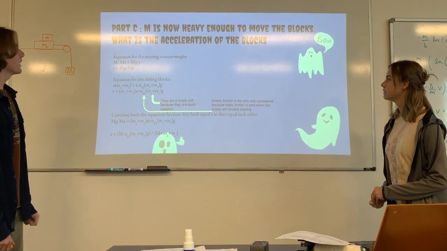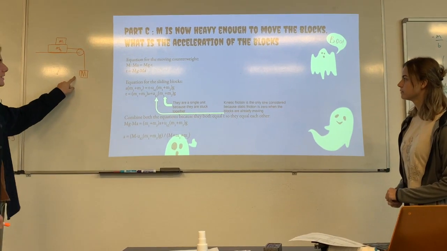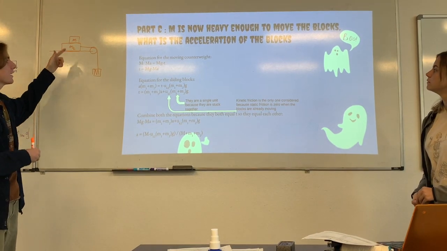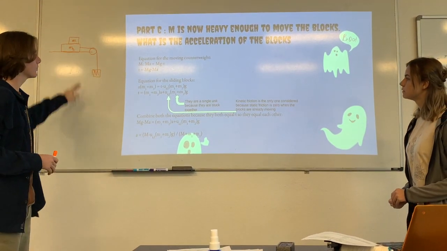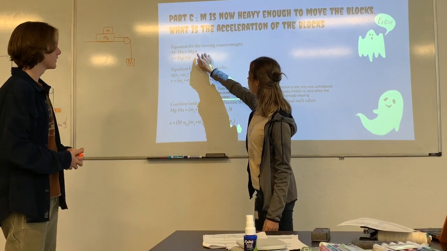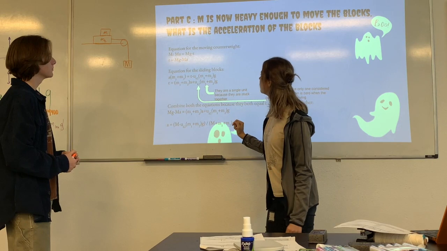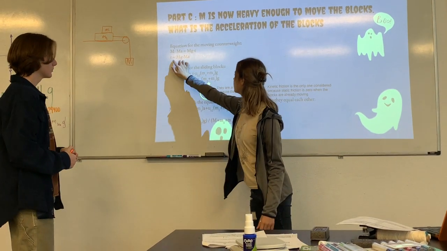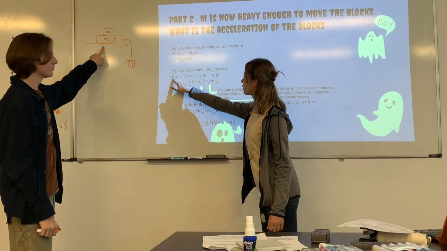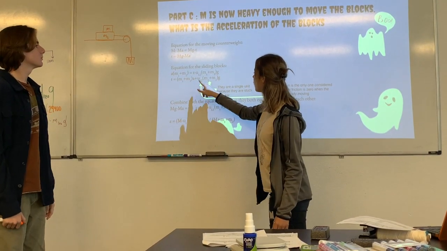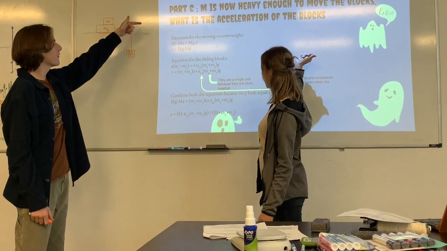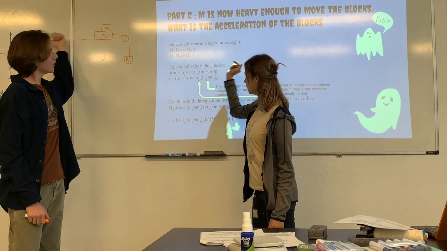And then the next part is m is now heavy. It's heavier now, enough to make these blocks move. So it's asking what the acceleration is of these blocks. The force of m moving is the same as the weight of it minus the tension pulling it back up. And then you solve for T. And then for the sliding blocks, you have the force of the blocks moving, and then you have the tension, which is pulling it that way, and then the friction, which is pulling it backwards.